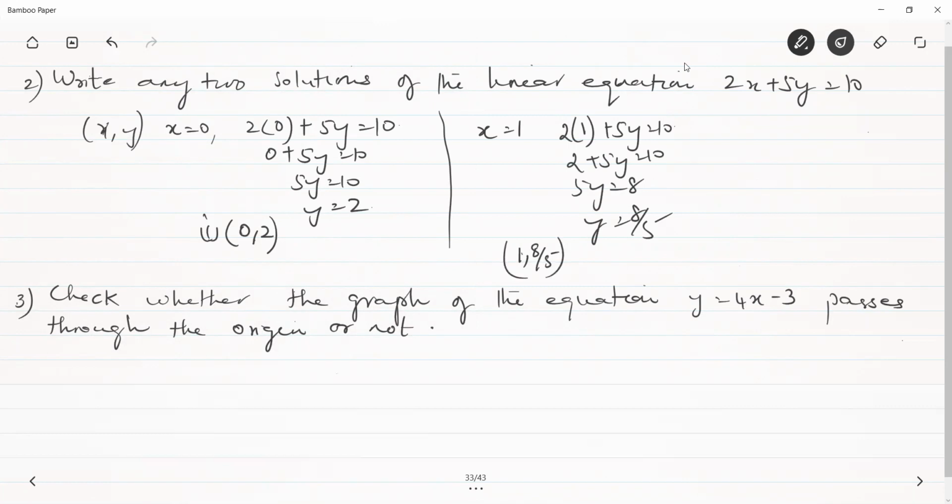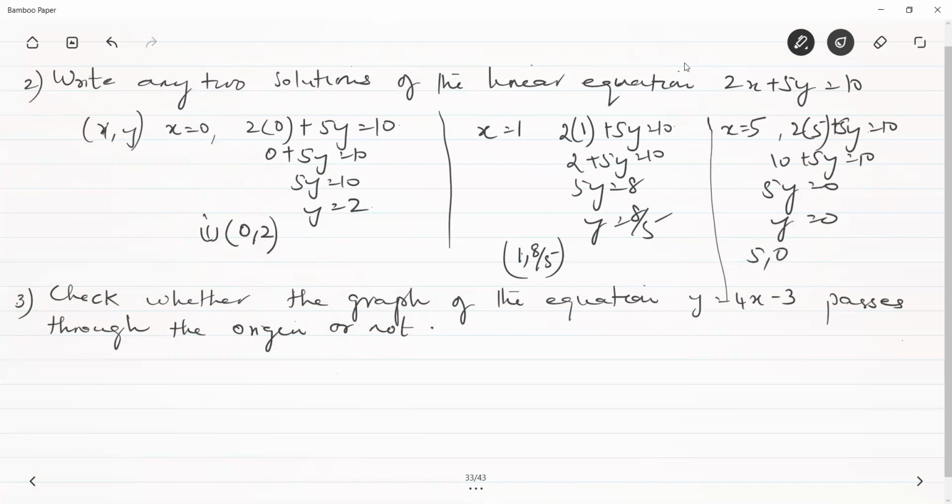If you want to avoid the value of y as a fraction, you can take some other number which is exactly divisible. When you take x is equal to 5, what will you get? 2 into 5 plus 5y is equal to 10. So 10 plus 5y is equal to 10, 5y is equal to 0, y is equal to 0. So when x is 5, y is 0.